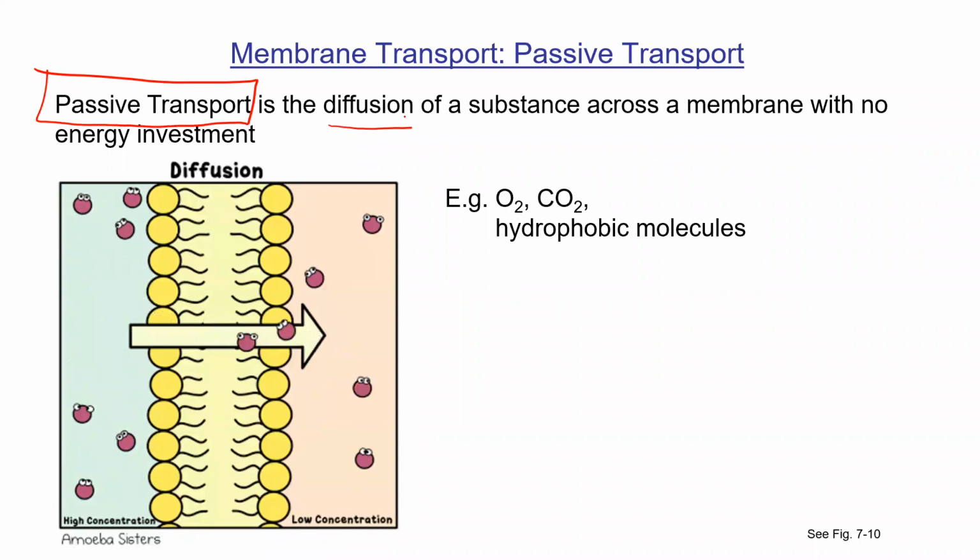So what kind of things are diffusing in and out of a cell? Some of the things we just talked about on the previous slide: these two gases, oxygen and carbon dioxide, and some hydrophobic molecules. Diffusion is a pretty basic type of transportation. A lot of things can't really get through this way because they don't fit that category, being really small or hydrophobic.